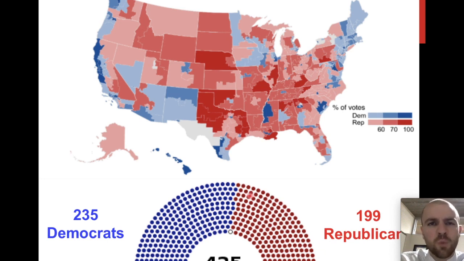Well, you have to think of where all of this red is. You have states like North Dakota, South Dakota, Wyoming, Montana, Idaho. They don't have very large populations, and so therefore they don't get many House members. They don't get many House representatives.